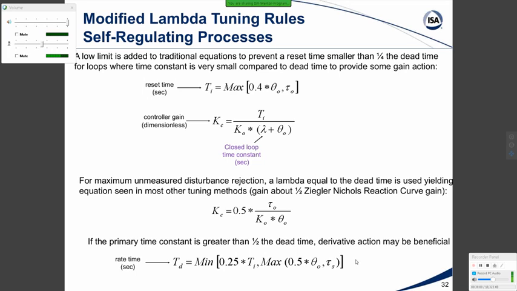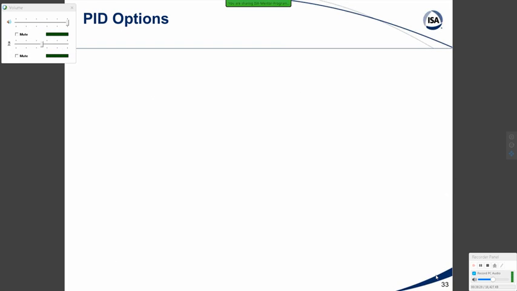If the primary time constant is greater than 1/2 the dead time, derivative action may be beneficial even here. So I've modified tuning rules to say, hey, I might want to use some derivative action. I'm not saying I'm going to use it, but if I am going to try it out, then I would set it equal to the same sort of relationship we've seen before from my modification of integrating process tuning rules, where we take into account which is larger, the secondary time constant, if we've identified it, or half of the dead time. So, PID options.